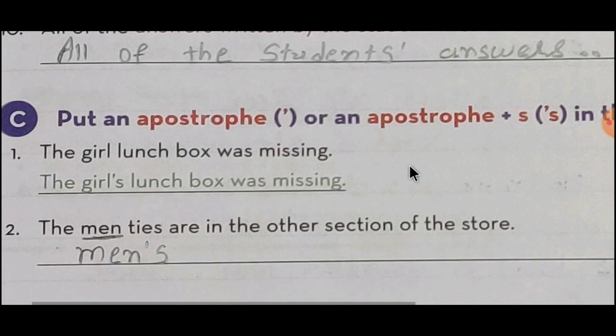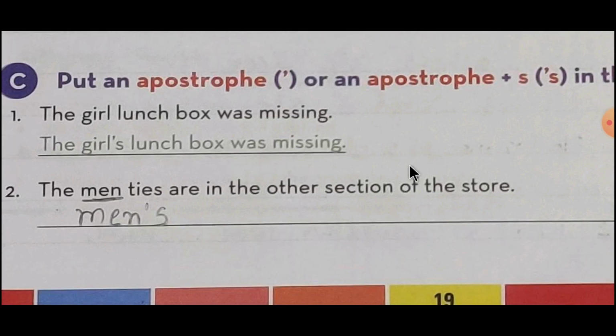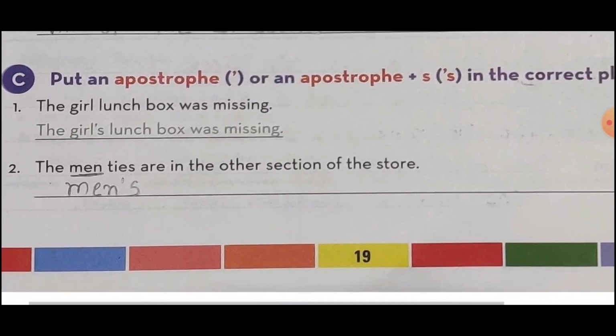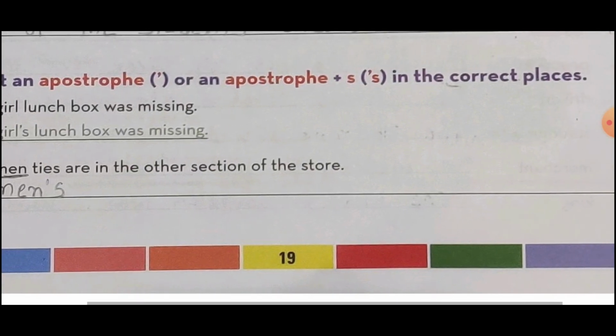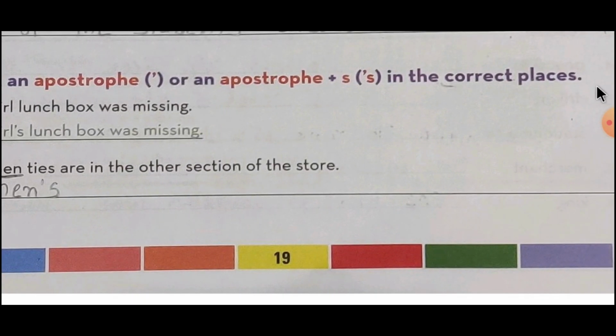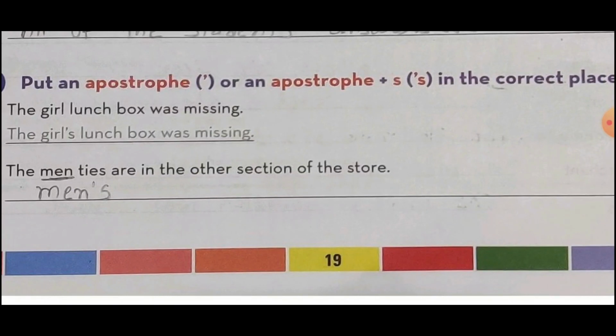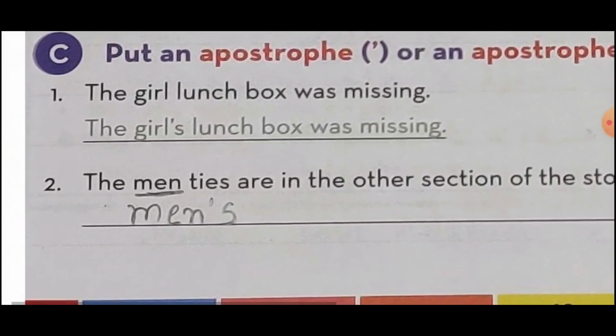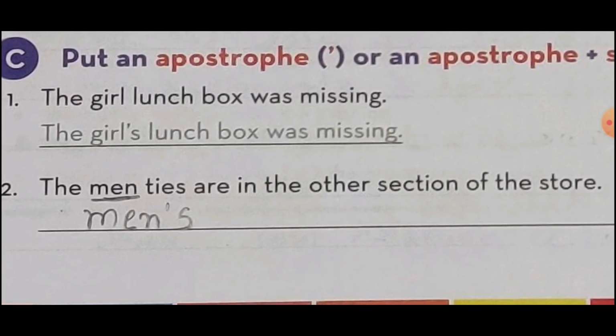Yes, this is the exercise B. Now let's start the exercise C. Let me read it out. Put an apostrophe sign or an apostrophe plus s into the brackets in the correct places. So we have to put the apostrophe sign or apostrophe sign with s, wherever it is needed, at the correct places. For that we have to see all these answers very carefully.